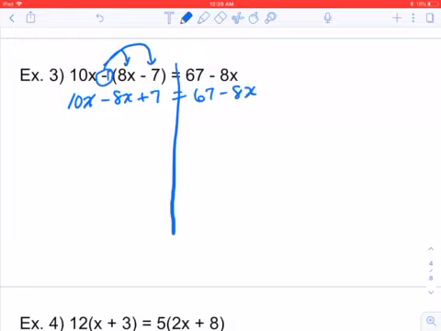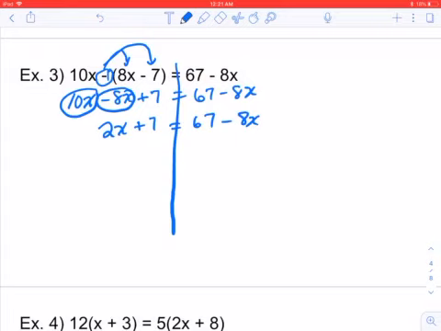On the left-hand side, we still have 3 terms, so there's something we can still do. And that is combine like terms. So 10x minus 8x, it's going to give us 2x plus 7 equals 67 minus 8x. Okay, we've got variables on both sides.